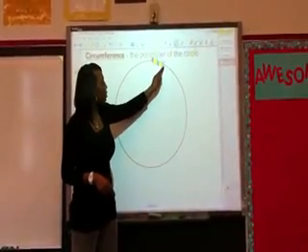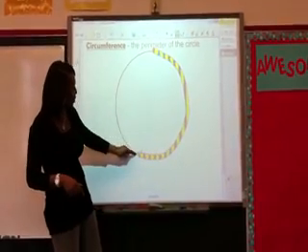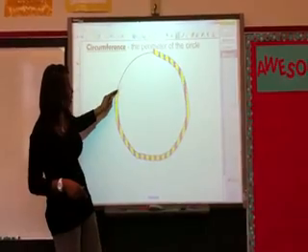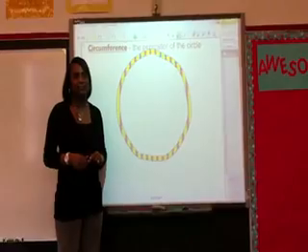And they were to outline the perimeter. The perimeter is just the outside edge of the circle, also known as the circumference. So the perimeter of a circle is called the circumference.